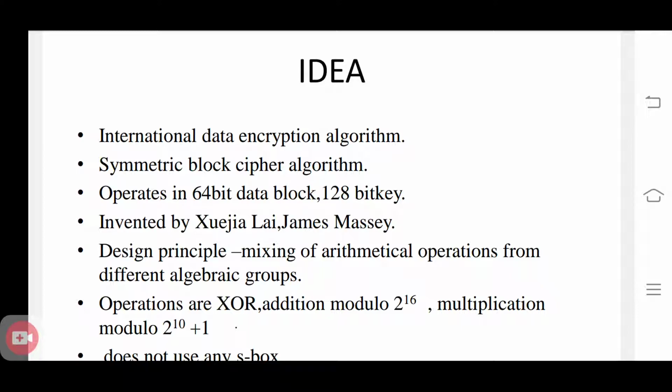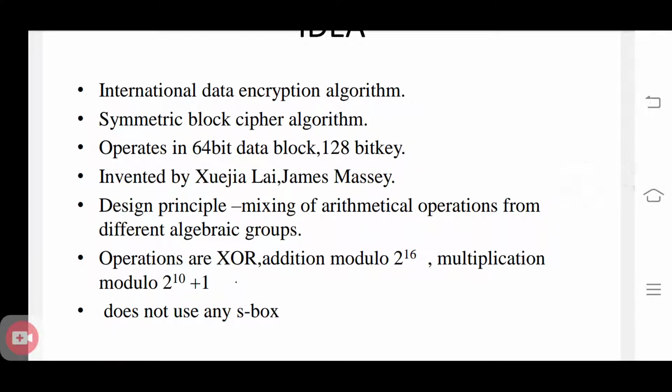And what is the design principle behind IDEA? Here we are using a mixing of arithmetical operations from different algebraic groups. So we are using a number of arithmetical operations. That is the design principle of IDEA. The main operations used in IDEA are the XOR operation, addition modulo 2 raised to 16, that is an addition operation with mod 2 raised to 16, and also multiplication modulo 2 raised to 16 plus 1. IDEA does not contain any S-boxes or any tables used for the permutation or substitution process.